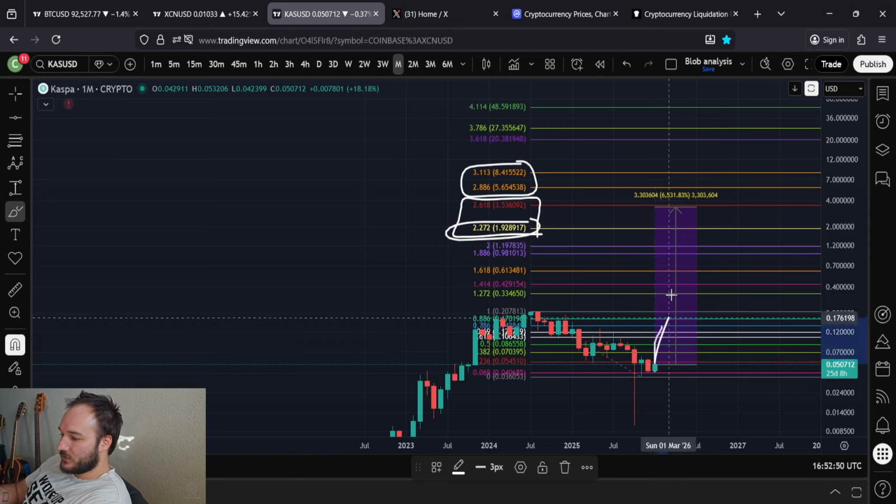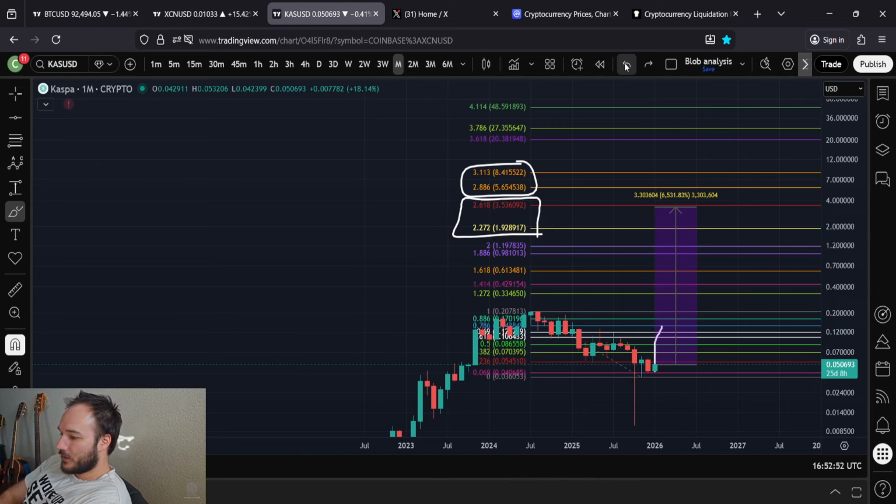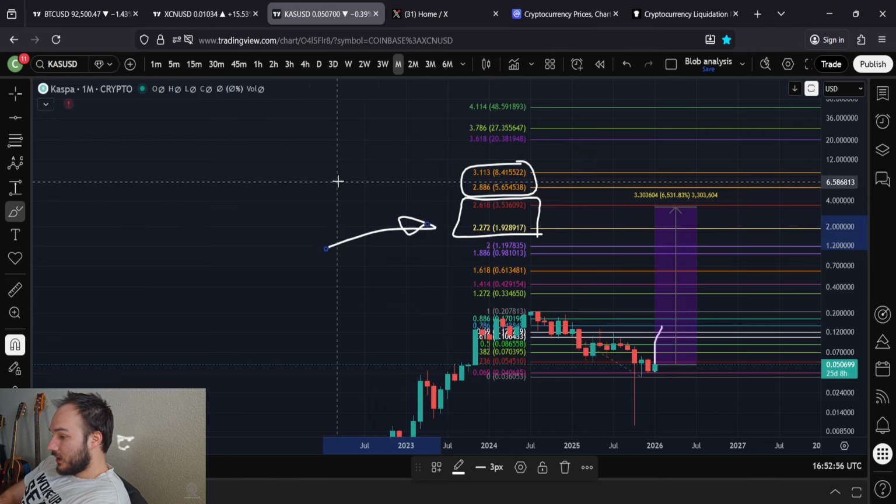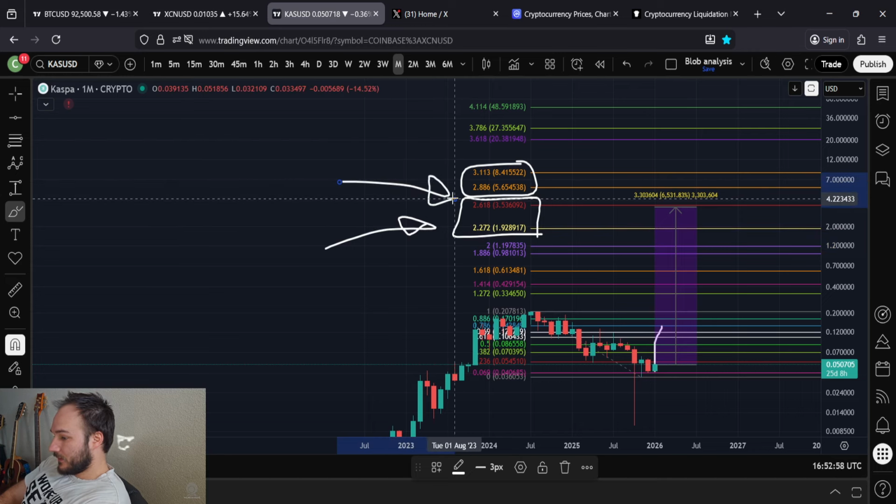And typically with the 2272, you do wick just above there. But the 2618 could be considered here as well. That's $1.93 to $3.53, right?